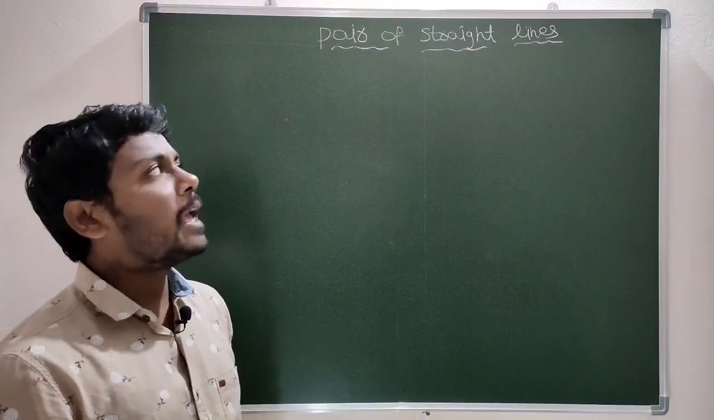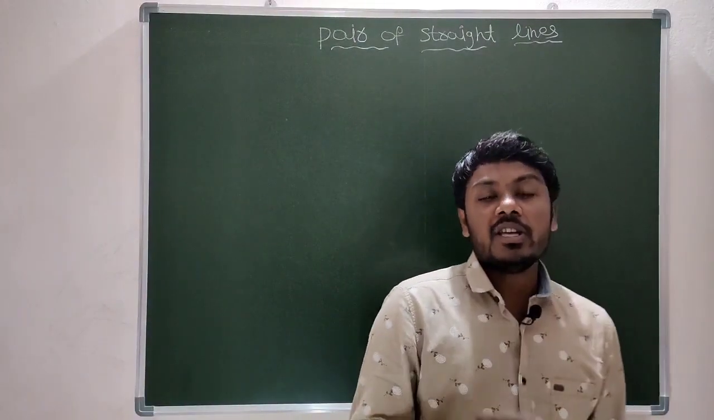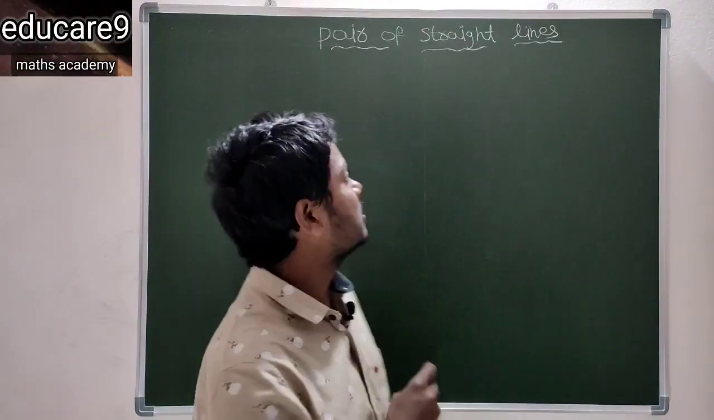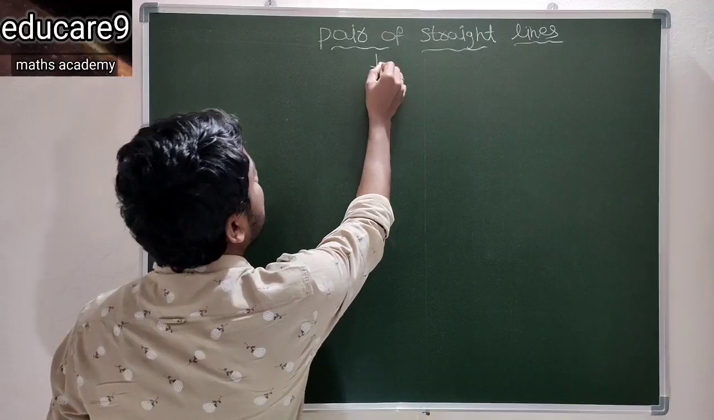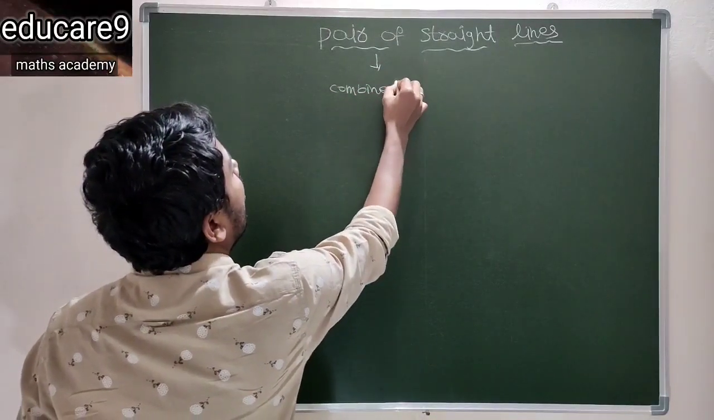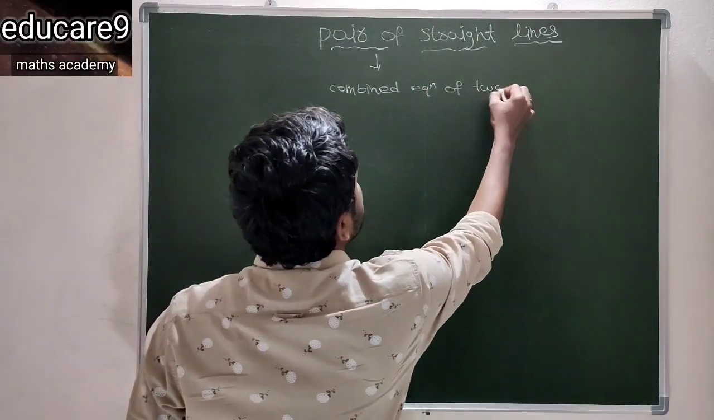Simply, a pair of straight lines means the combined equation of two straight lines. Pair of straight lines means the combined equation of two straight lines.